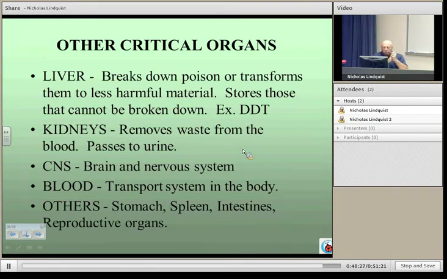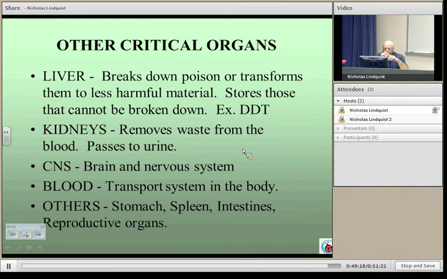The central nervous system is composed of the brain, the spinal cord, and all your peripheral nerves, all the way out to the ends of your fingers and toes. That's referred to as our central nervous system. Blood is the fluid that is contained throughout the body and used to transport substances throughout the body. Hopefully those substances being transported are beneficial for the body. And then we have other organs like the stomach, the spleen, intestines, and our reproductive organs. When we talk a little bit later on toxicology, we'll talk about substances that can affect some of these different body organs. So that gives us a quick overview of the anatomy of the body.